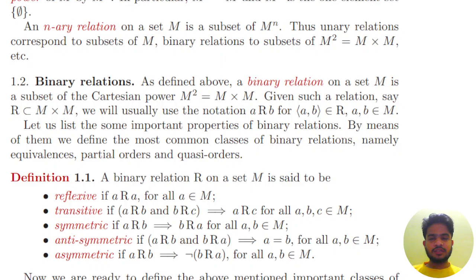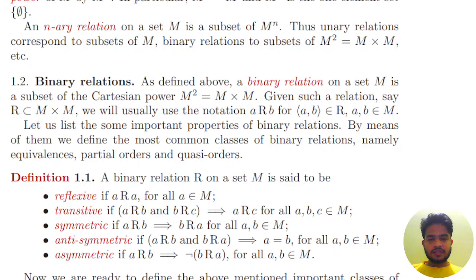Given such a relation, say R is a subset of M cross M, we will usually use the notation a relates to b for (a, b) which belongs to R, where a, b belong to M. Let us list some important properties of binary relations. By means of them, we define the most common classes of binary relations, namely equivalence, partial orders, and quasi-orders.